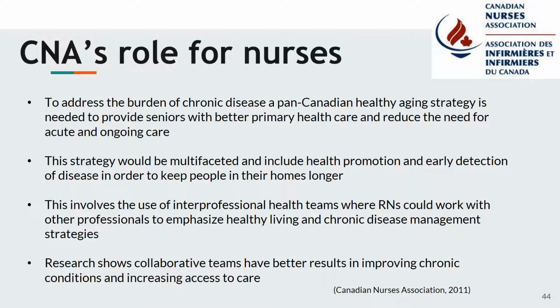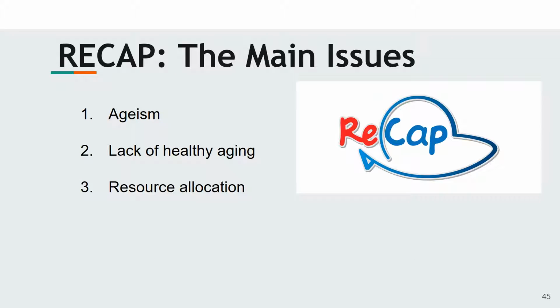This strategy would involve health promotion and early detection of disease in order to keep people in their homes for a longer period of time. This involves the use of interprofessional health teams where RNs could work with other professionals to emphasize healthy living and chronic disease management. Research shows collaborative teams have better results in improving chronic conditions as well as increasing the access to care.